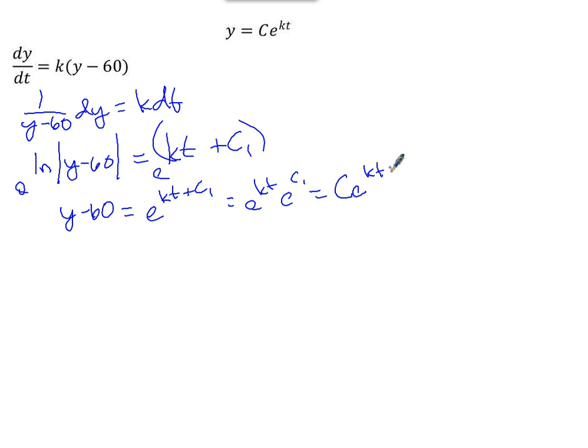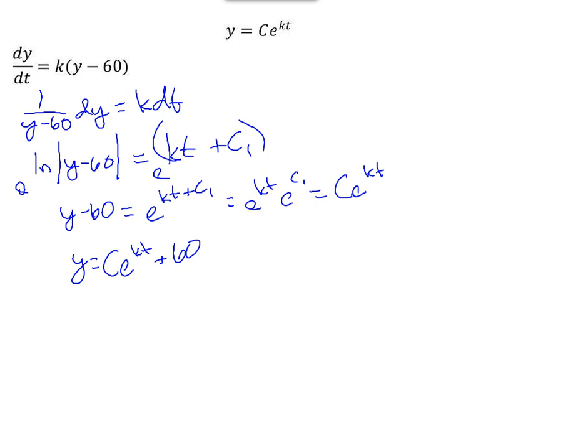We move this negative 60 over. y equals c e to the kt plus 60. It's basically the same equation with one big difference. The ambient temperature is added on. Okay, so now what do we do?